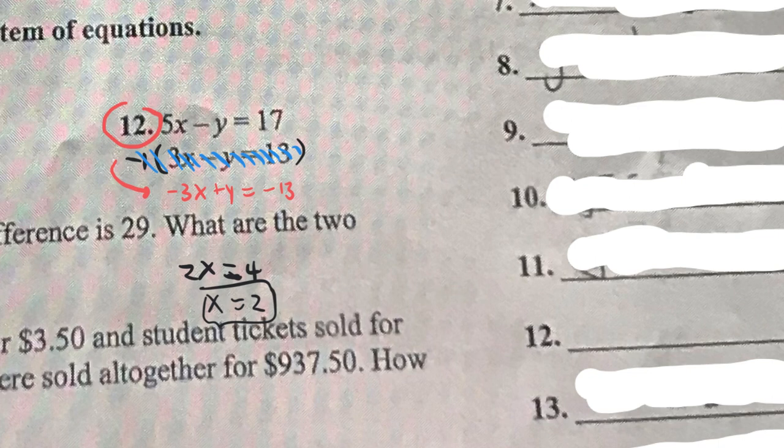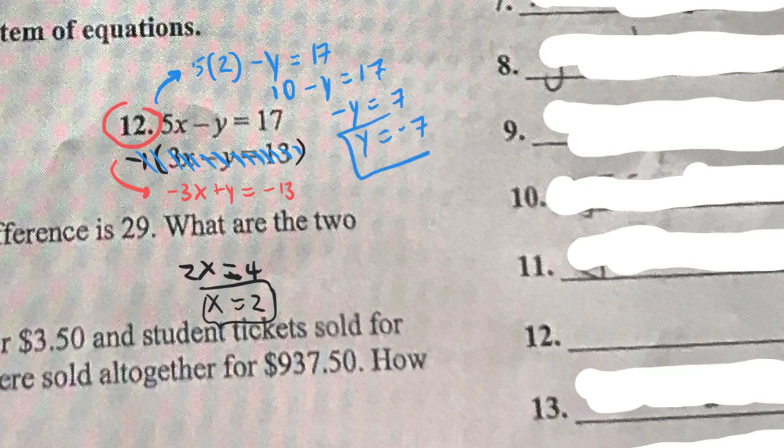Now, since x equals 2, what that means is we can take this top equation, put 2 in for x. So I'm going to write 5 times 2 minus y equals 17. That's obviously 10 minus y equals 17. Subtracting 10 from both sides gives me negative y equals 7. Dividing both sides by negative 1 gives me y equals negative 7. So that's the y coordinate of the point of intersection.